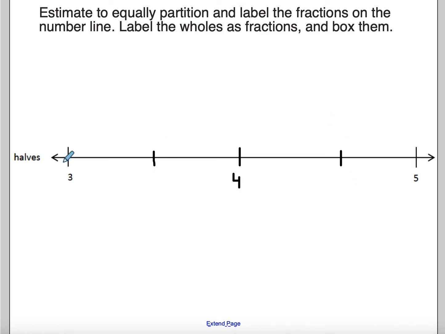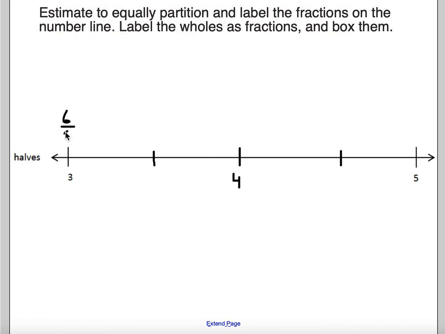So now from 3, actually let's start at 3, right? So now how many halves would make 3 wholes? Remember, 2 halves, 2 over 2 is 1 whole. We have 3 times as much this time. How much would that be? How much is 3 wholes in halves? So we're going to have 6 halves, right?